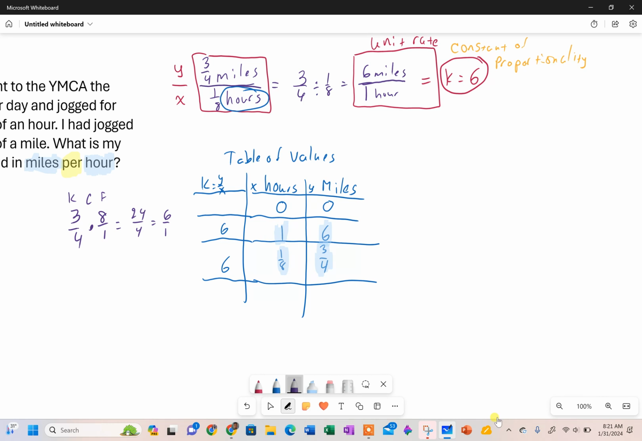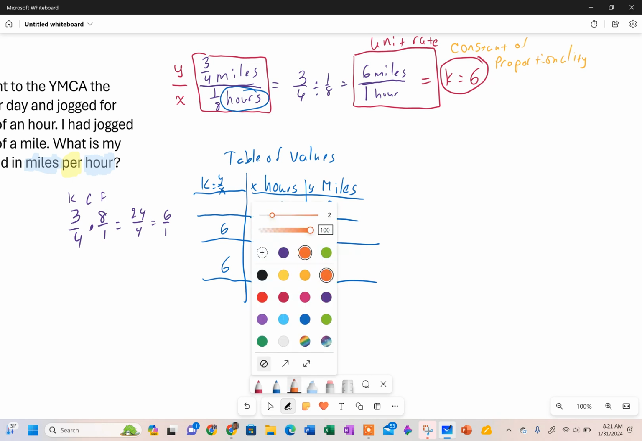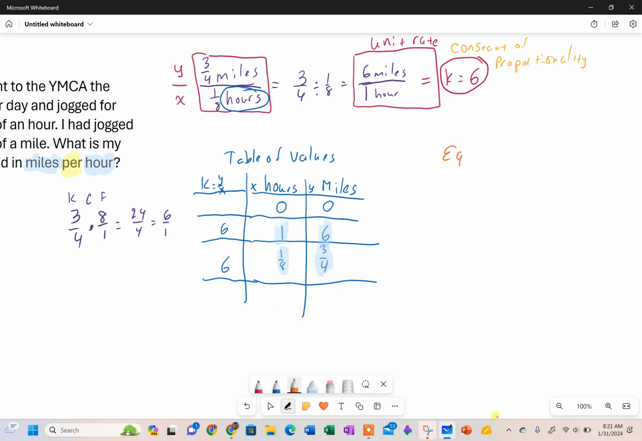Now, the reason why that's useful is this. We can write an equation that will represent this relationship. And we always say y equals kx. Well, we now know that k is 6. So really, it is y equals 6x. Now, what that means is if I ran for 5 hours, I could say y equals 6 times 5, which is 30. I would go 30 miles.